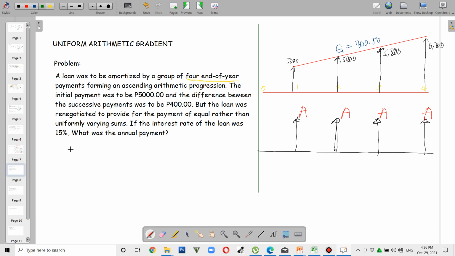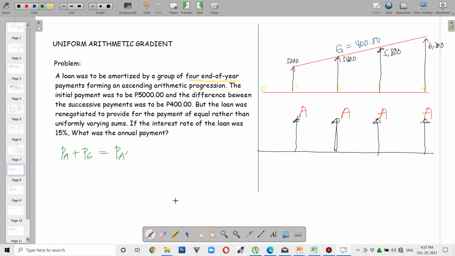Working on the first cash flow, what do we have in the first cash flow? Of course, we have the present worth due to A, plus the present worth due to the gradient. Okay? So, that is it. Now, the second cash flow shall equate to the present worth of A prime. Let us say A prime because it is the new A.